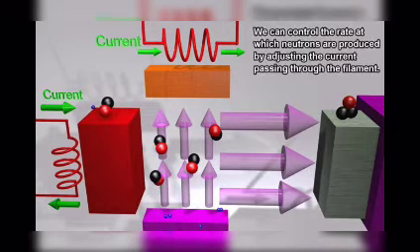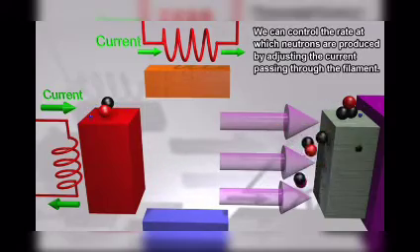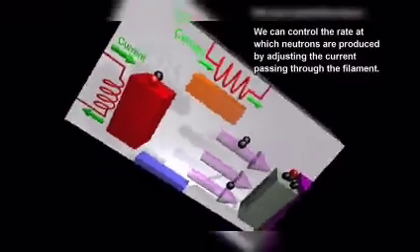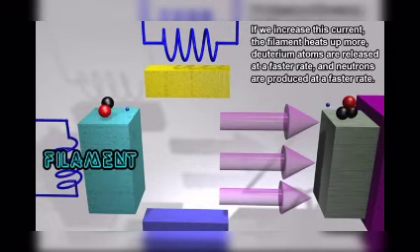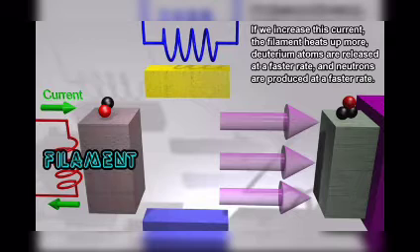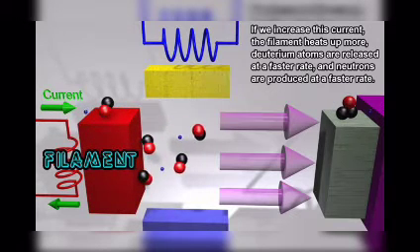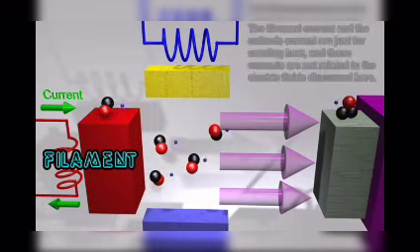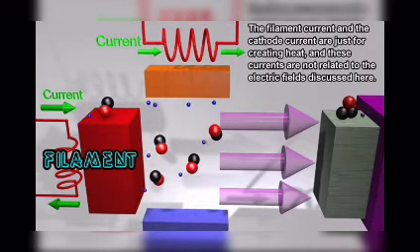We can control the rate at which neutrons are produced by adjusting the current passing through the filament. If we increase this current, the filament heats up more, deuterium atoms are released at a faster rate, and neutrons are produced at a faster rate. The filament current and the cathode current are just for creating heat, and these currents are not related to the electric fields discussed here.